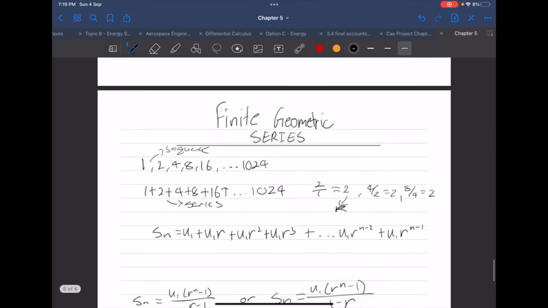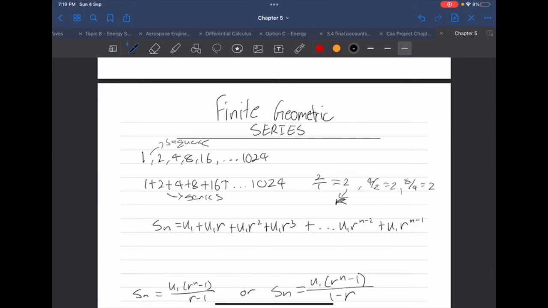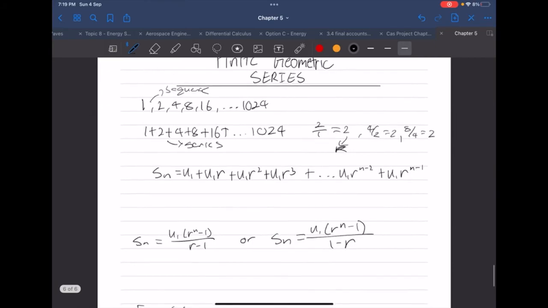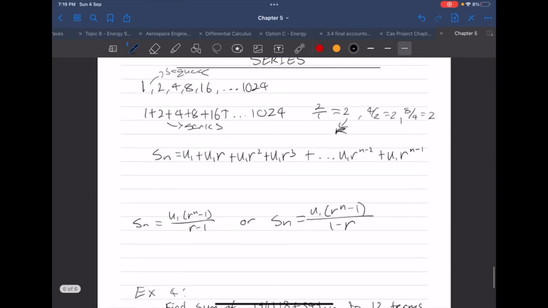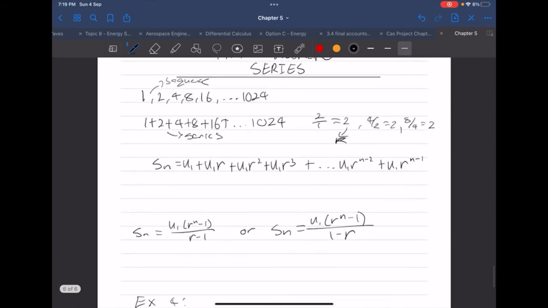So this is what a geometric series would look like if you had no numbers. You'd have the first term, the first term times the ratio, the first term times the ratio squared, and that keeps going until the last term. So like the arithmetic series, we have two equations. We have Sn equals u1 brackets r to the power n minus 1 over r minus 1, or it's the same except the denominator is 1 minus r instead of r minus 1.